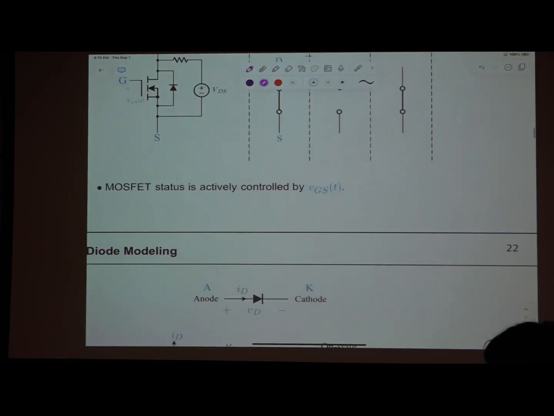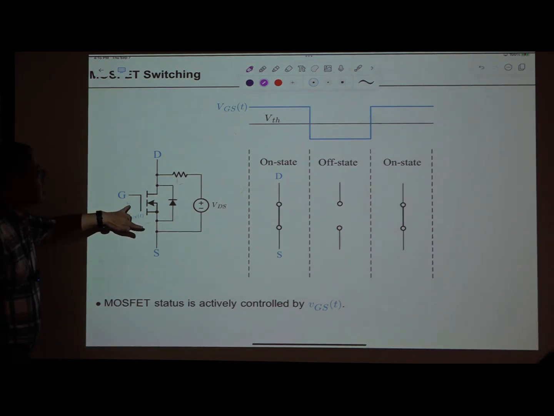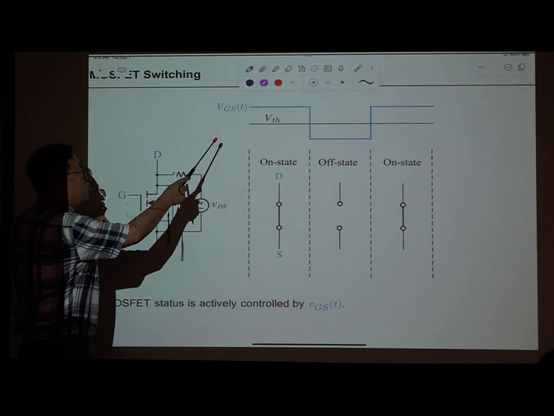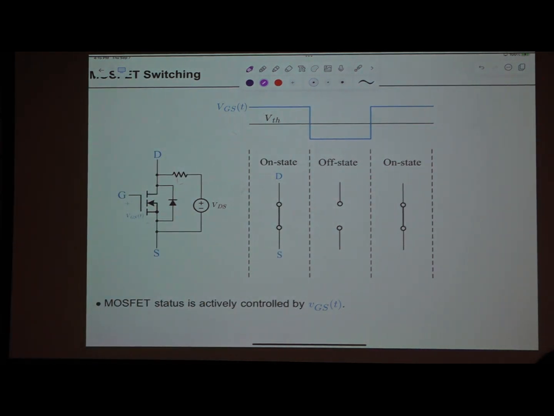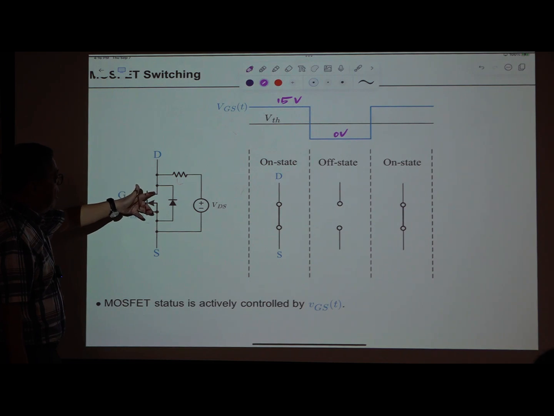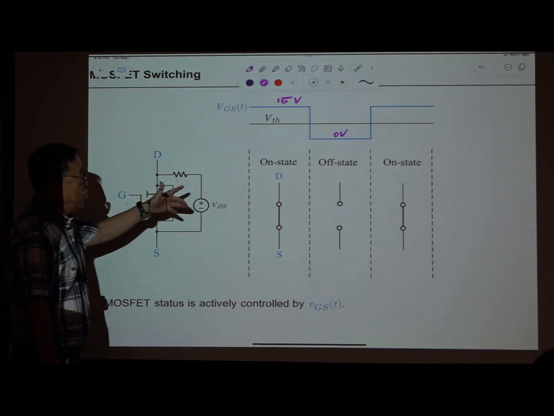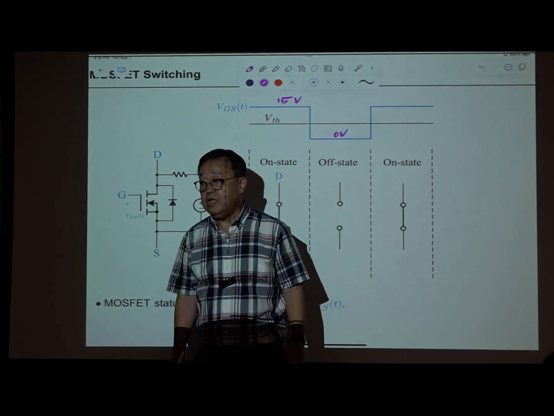Right? And switching of this device is very simple. You are actively controlling the status of this. When this VGS is larger than this value, maybe 15 volts, the device is turned on, then drain-source is just, you're assuming this RDS on, the on-resistance between drain and source, is negligible, shorted. Opened, shorted, on, off, very easy, okay?